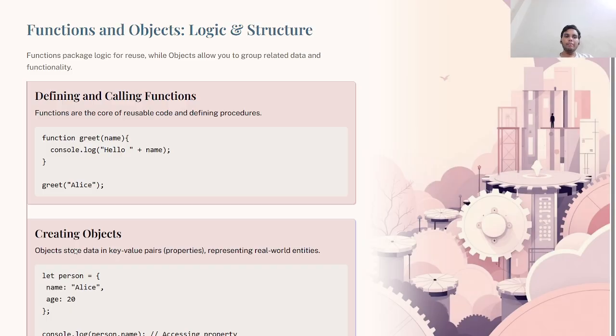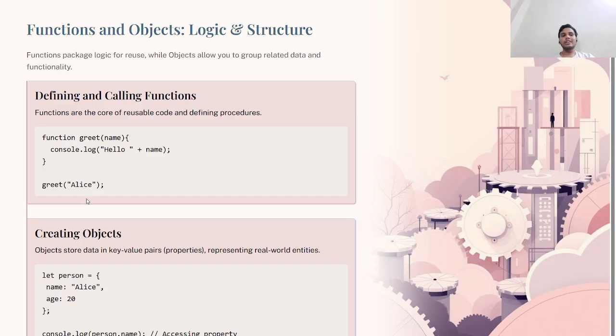function greet(name) { console.log("Hello " + name) }. Here you can see that it prints the name you gave and adds hello. So down in the function you write greet("Alice"), and it will print hello Alice.